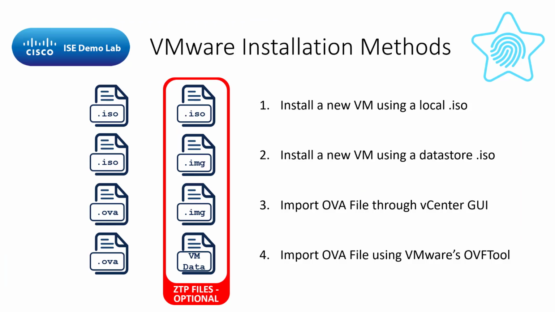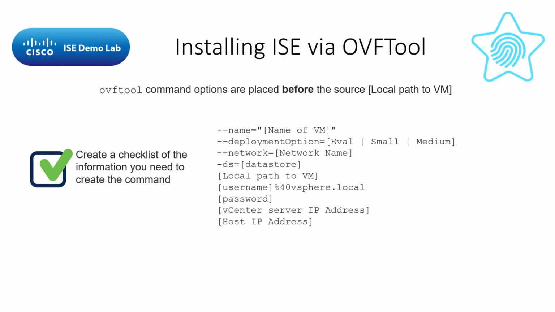Finally, we have a command line option using VMware's OVFTool. You have to download and install the OVFTool, and then you can build your command. We will also be using VMware's native APIs called VM Data to input all of the ZTP information for this deployment. To use the OVFTool method, create a checklist of all the information we need to import the OVA: VM name, size, network, data store, and OVA file. You also need the vCenter server username and password, IP address, and vSphere host IP address.